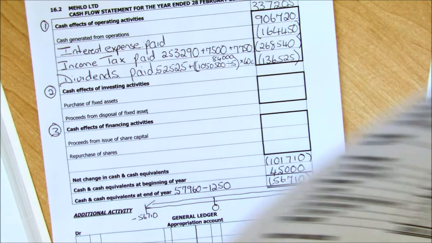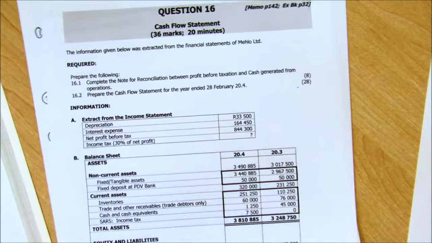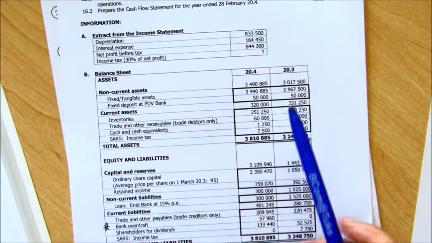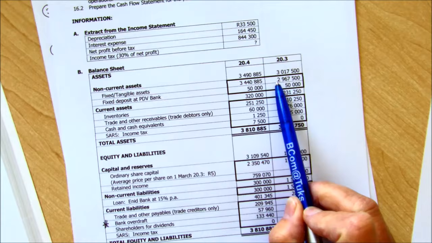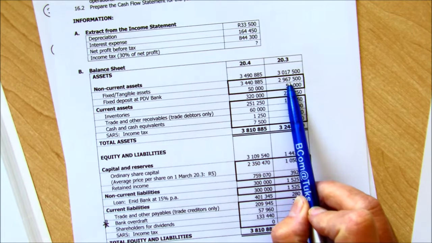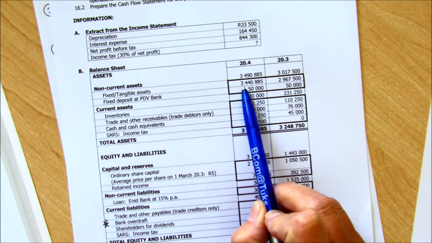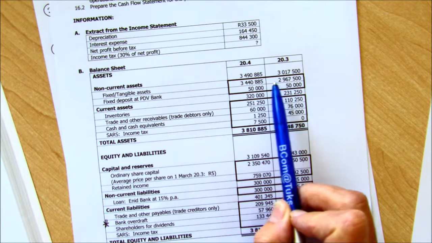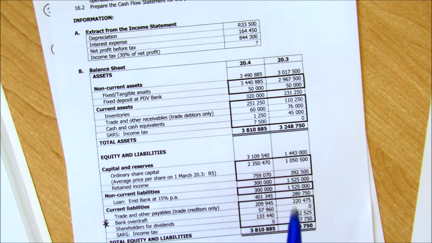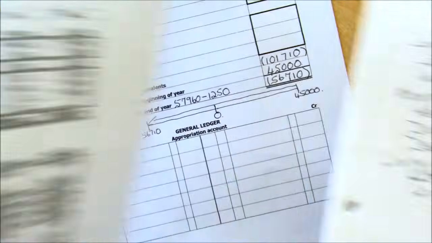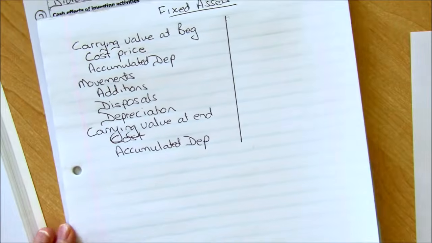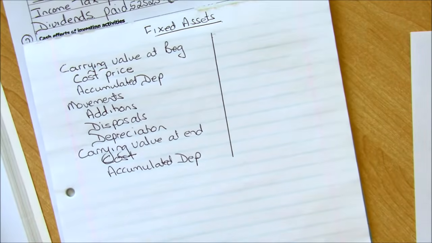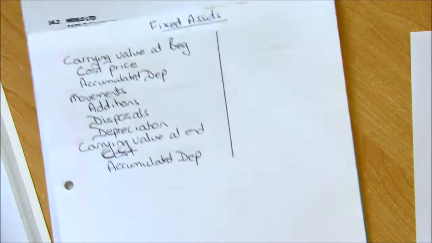So now if we have a look at our balance sheet, we will see that we had fixed or tangible assets of 2.9 million at the beginning of the year, and we've now got 3.4 million, which immediately will tell us that our fixed assets have gone up. But it's not as simple as that. You need to go back and look at your fixed asset note as we do in the balance sheet.